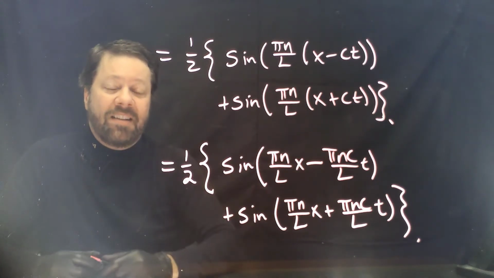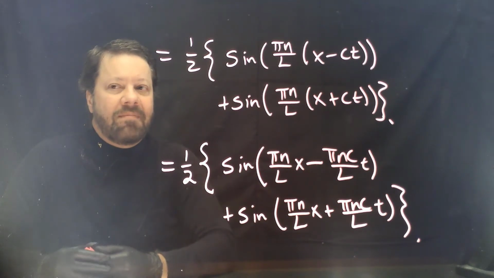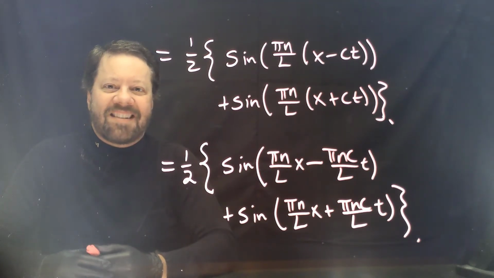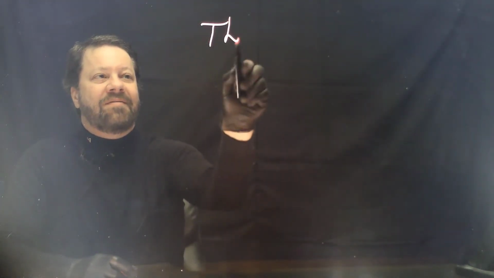In this way, you can see that our previous Fourier series solution is at least plausibly consistent with this D'Alembert solution. I'd next like to turn to the heat equation.